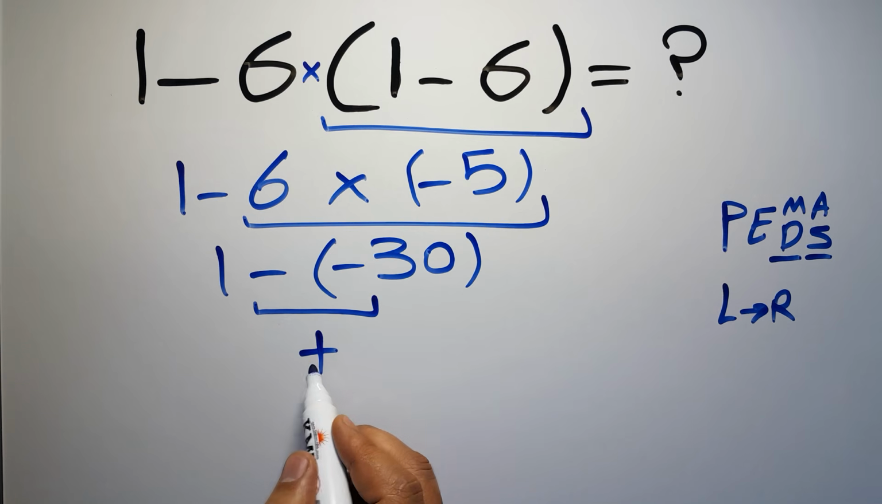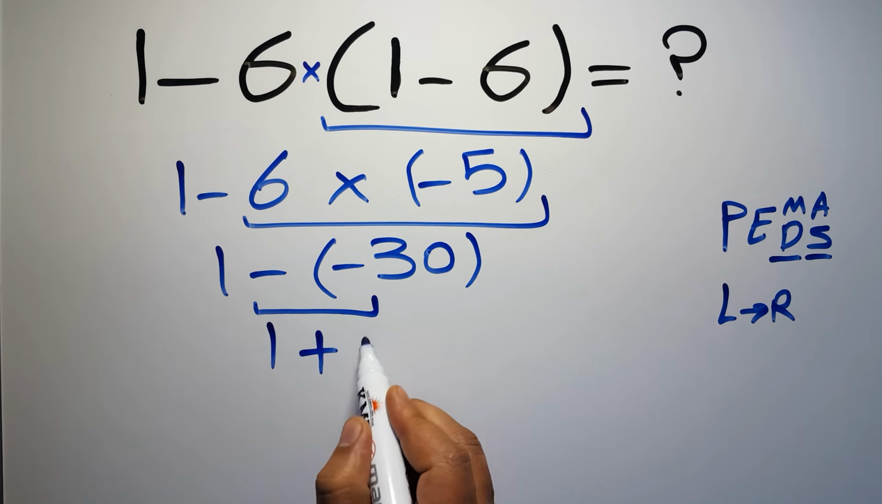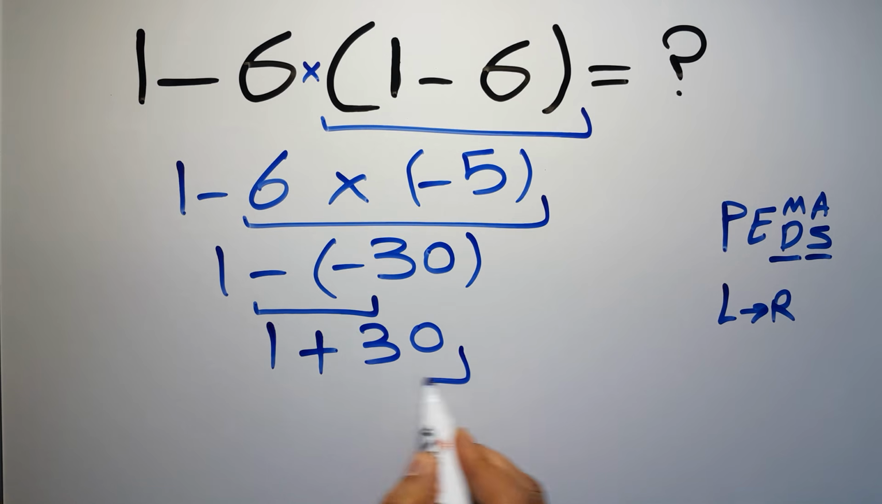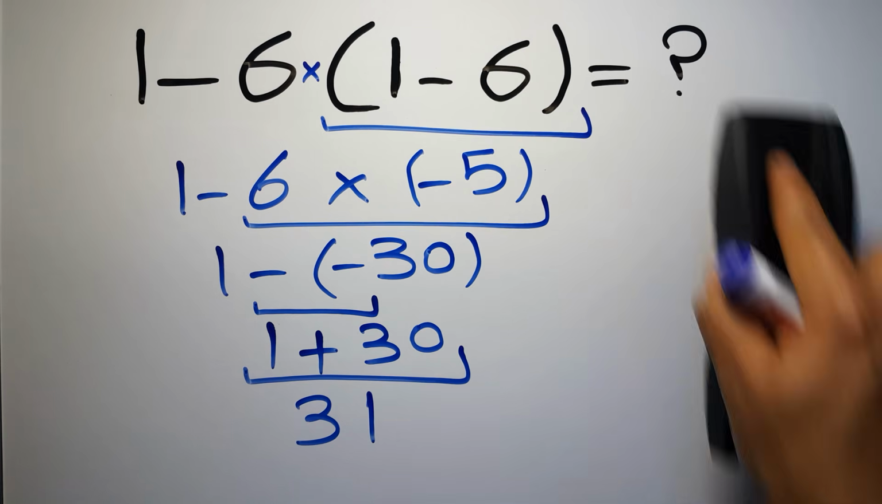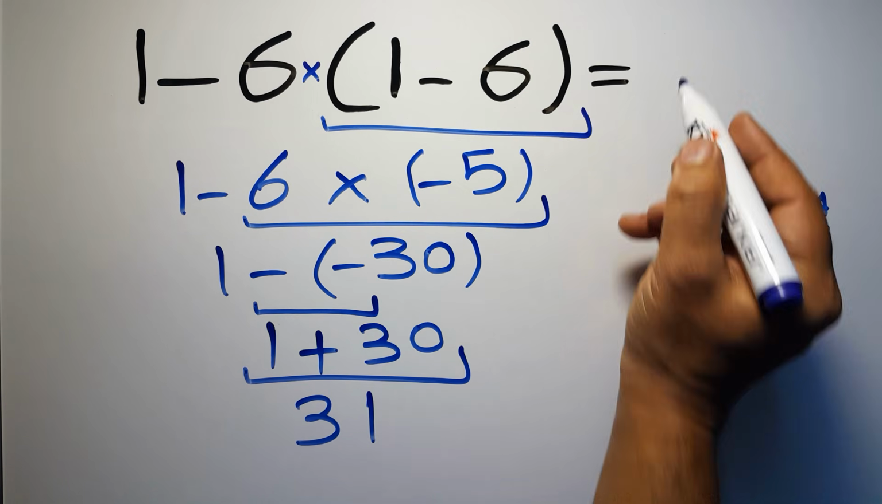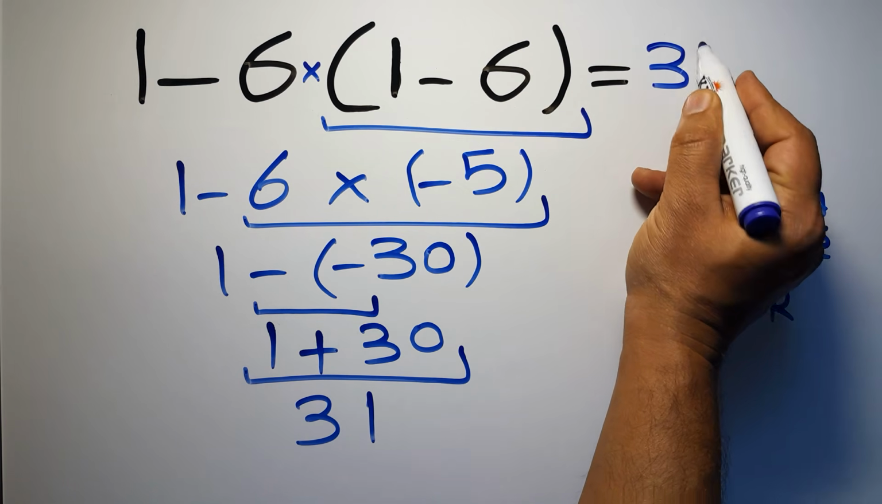So we have 1 plus 30, which equals 31. And this is our final answer to this problem. The correct answer is 31.